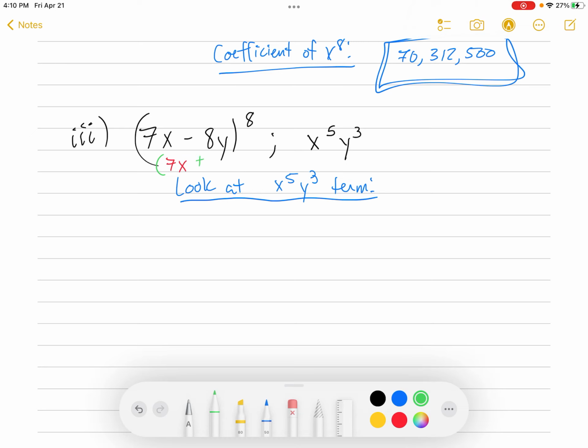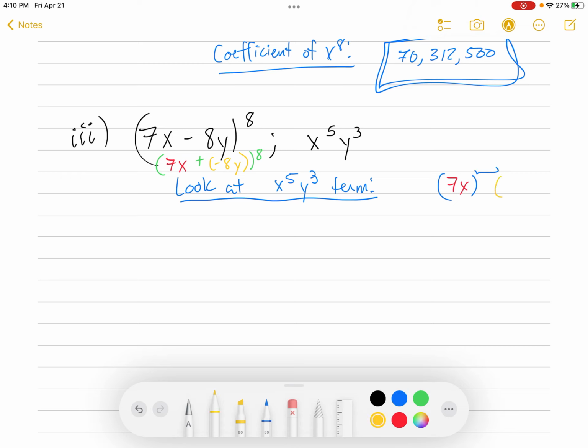So here, keep in mind that this is actually 7x plus negative 8y, all raised to the 8th power. So my a here is 7x and my b is negative 8y.